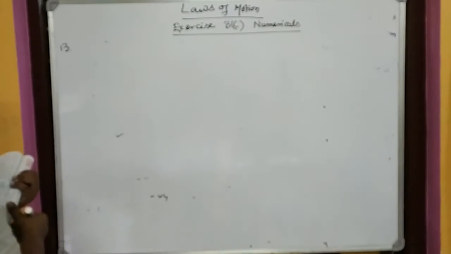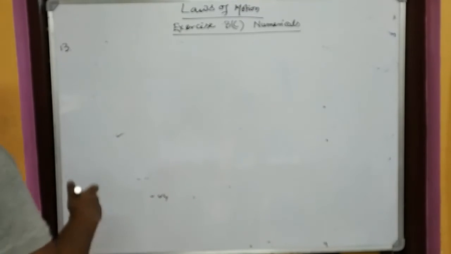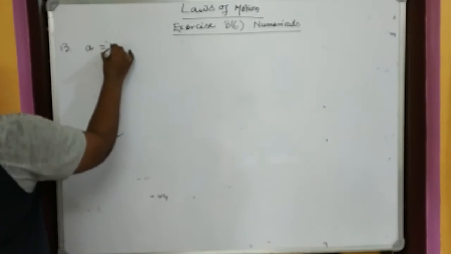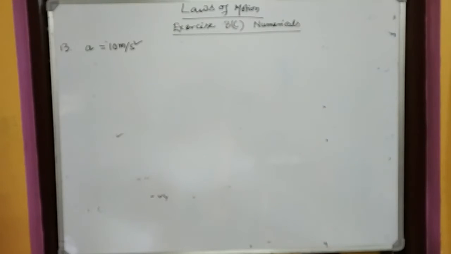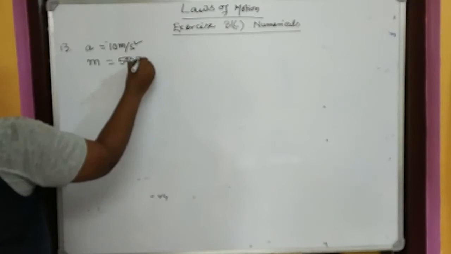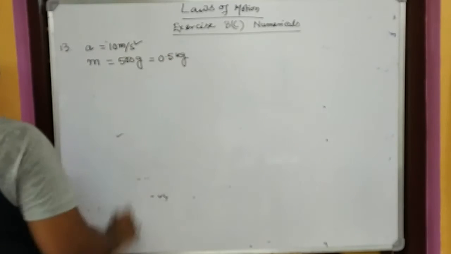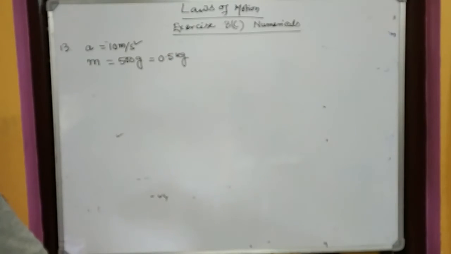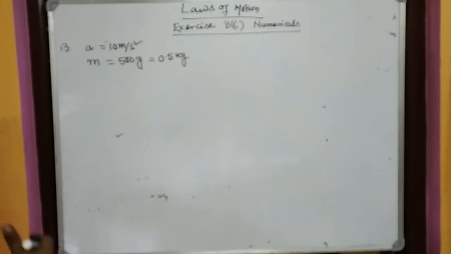Question number 13. A force causes an acceleration of 10 meter per second square in a body of mass 500 gram. So acceleration is given as 10 meter per second square, and mass equals 500 gram, which is 0.5 kg. Now the question is, what acceleration will be caused by the same force in a body of mass 5 kg? If you apply the same amount of force, what will be the acceleration for 5 kg?